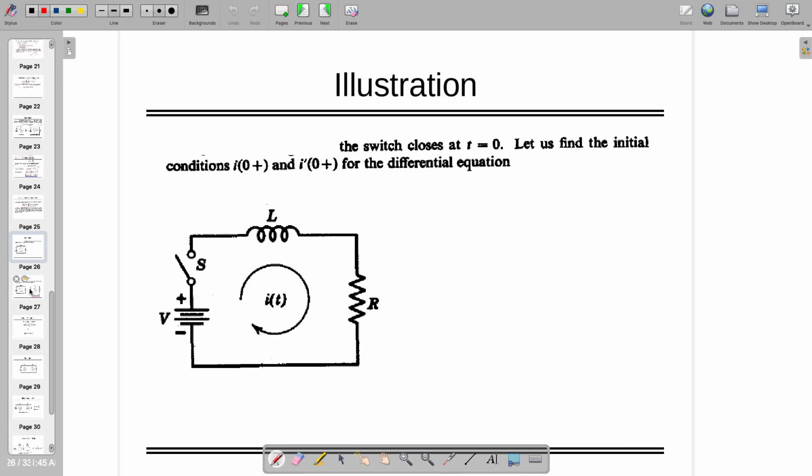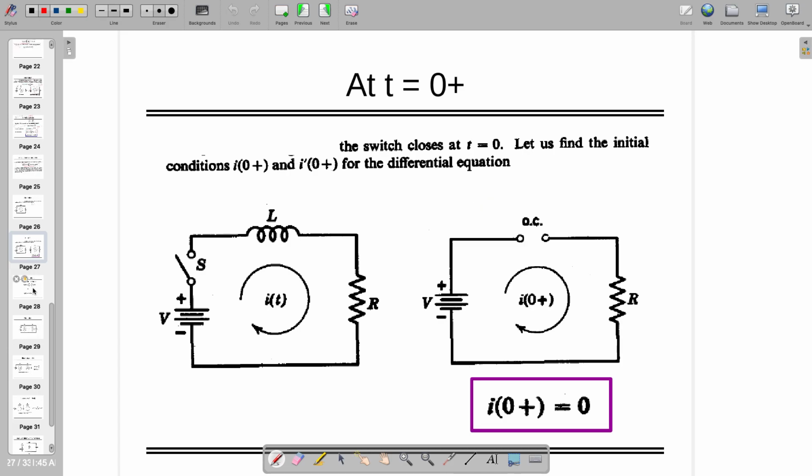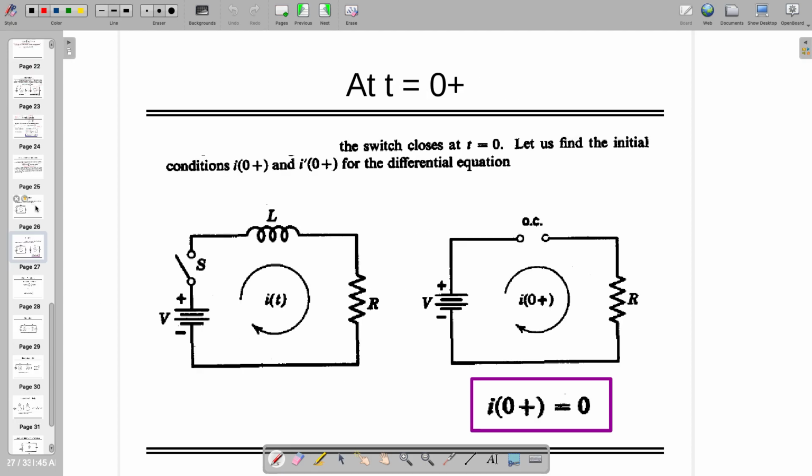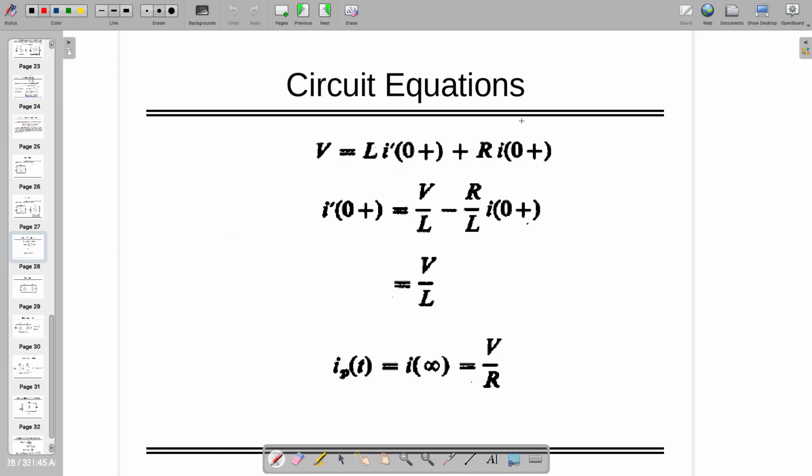Can you tell me what will be the I0 plus? At 0 plus, what is going to happen to the inductor? Short or open? Then it has to be 0, right? 0, no problem. What is happening at higher value? If you want to find out at infinity, it's a short and it's V by R, right? It's also very easy. The only thing is I want to find out I prime of 0 plus. If I want to find out the derivative of that, I need to take the derivative of the first equation, and through that I can play with the equation, and the equation will give me V by L, right?